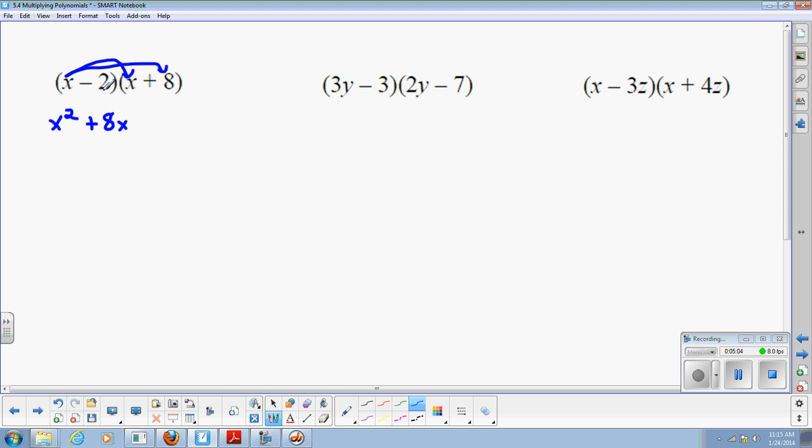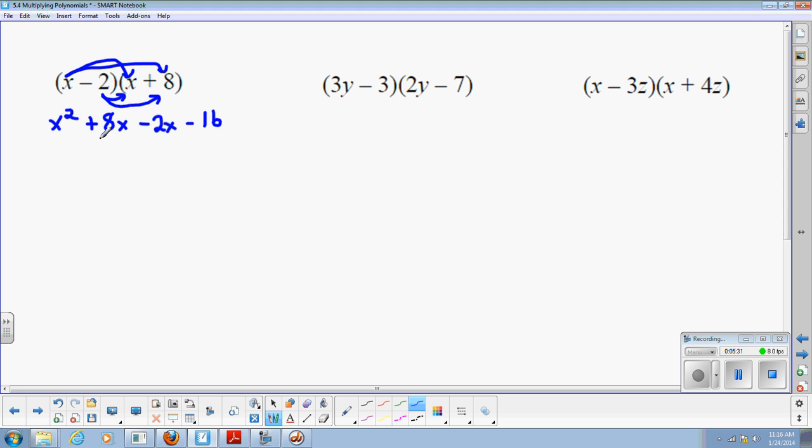Now I have a negative 2 times x right here. And then I have negative 2 times the 8. So I have negative 2 times x is minus 2x. And then I have negative 2 times 8 is minus 16. I have 4 terms in my answer.